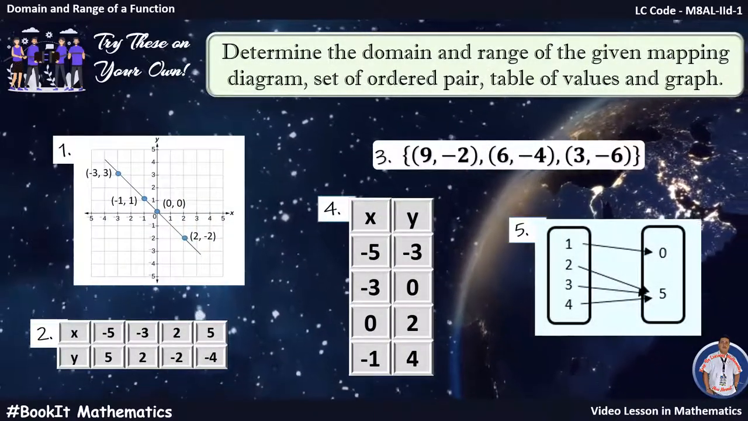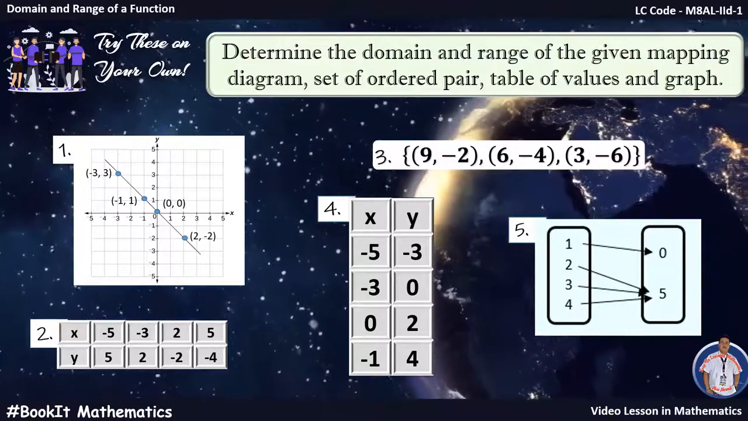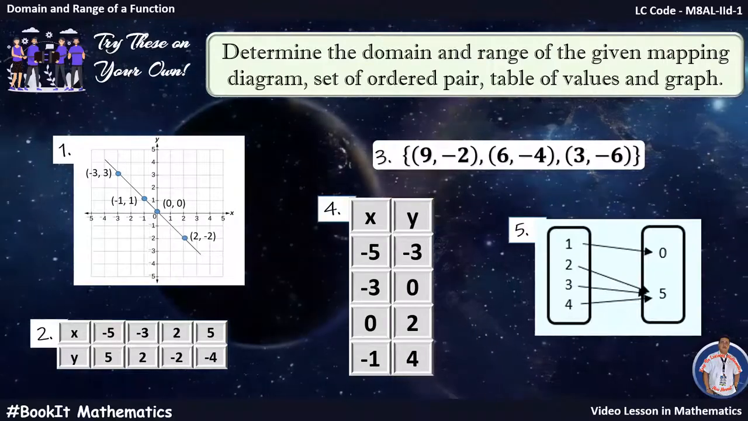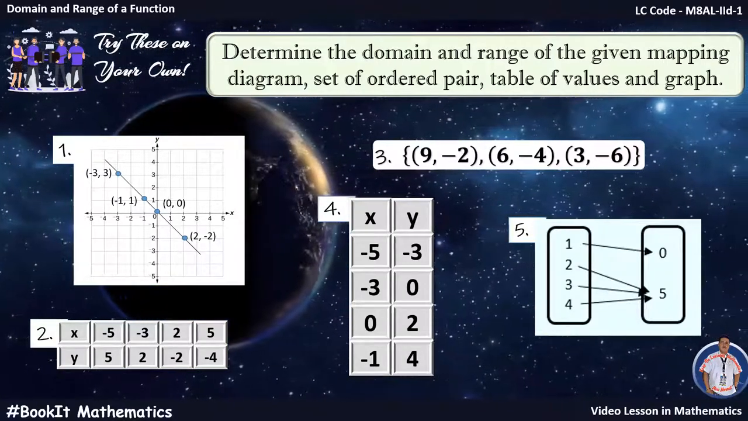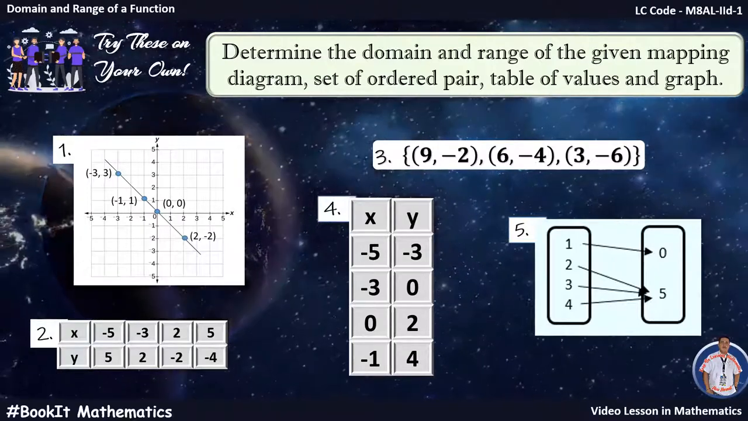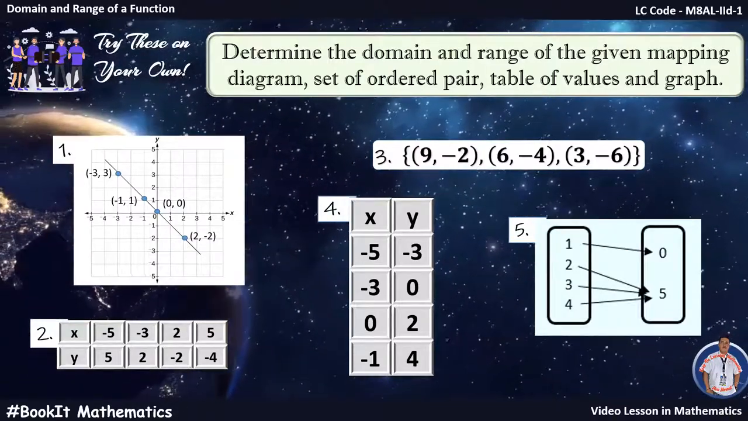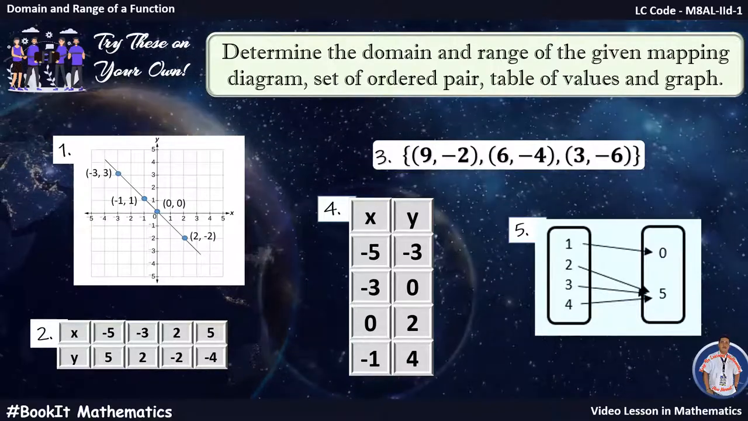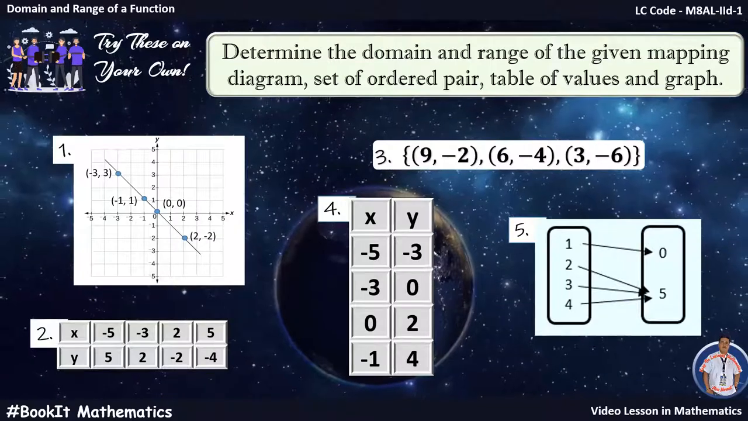This time, we'll have some exercises for you to solve on your own to try to apply what you have learned from what we have discussed earlier. Okay? So, determine the domain and range of the given mapping diagram, set of ordered pairs, table of values, and graph. I will give you 5 minutes to solve. You may pause the video, and then after 5 minutes, let's try to compare or check your answers. Okay? So let's start.